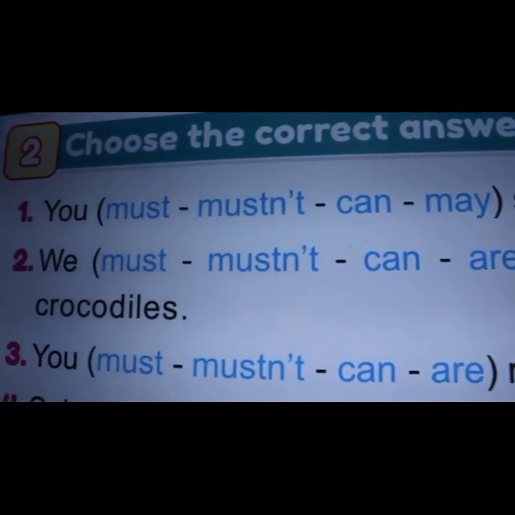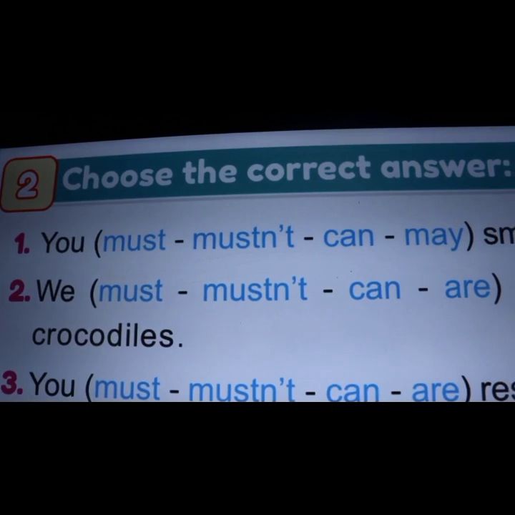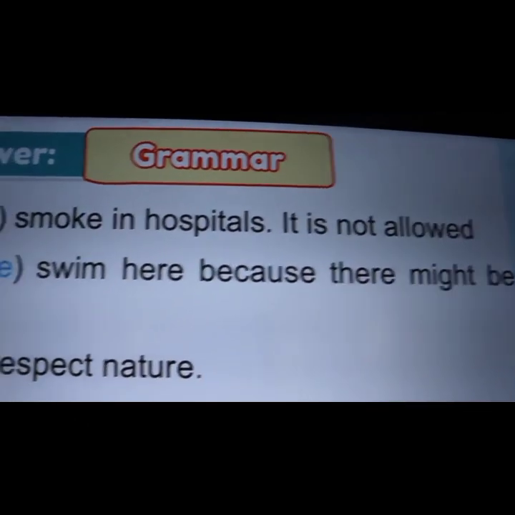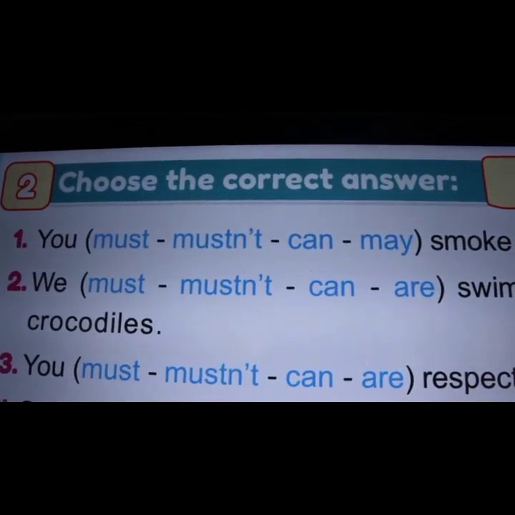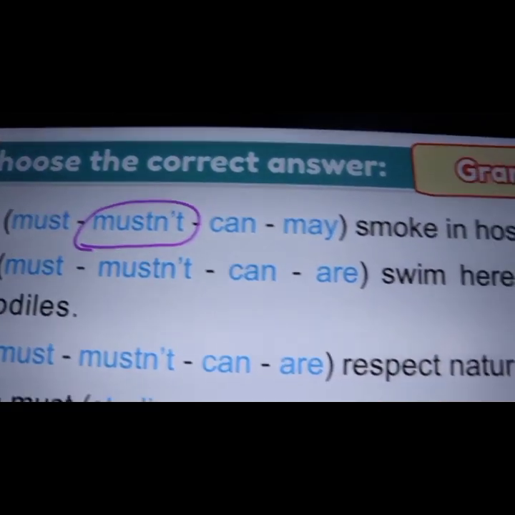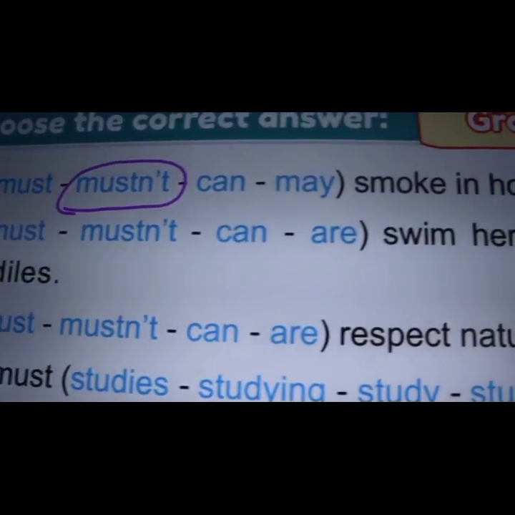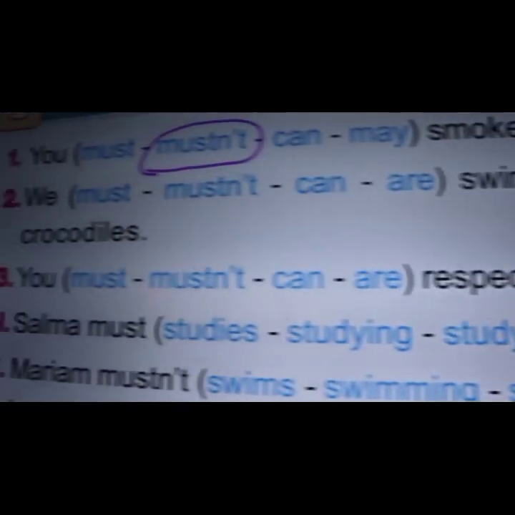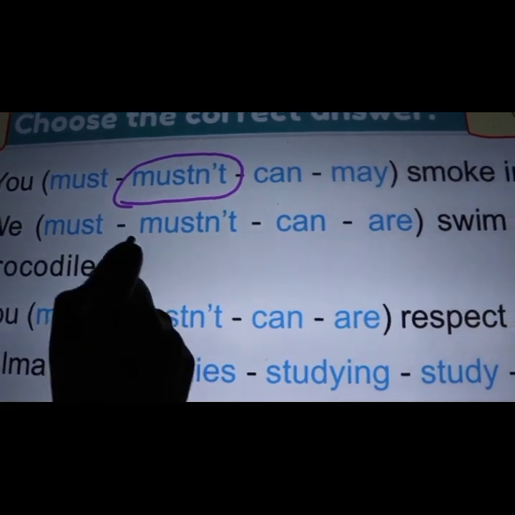Now we will move to revision on the grammar of unit 10. You must or mustn't or can or may smoke in the hospital. It's not allowed. Here we talk about something not allowed. We can't do this, so we will choose mustn't. You mustn't do this. Number 2, we must or mustn't or can or are swim here because there might be crocodiles. If there are crocodiles, that means you mustn't swim here.